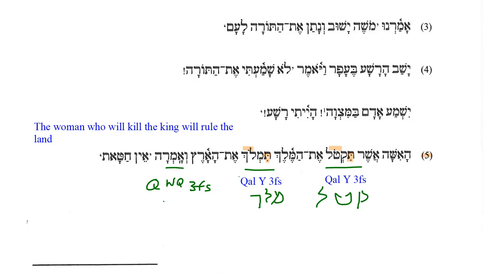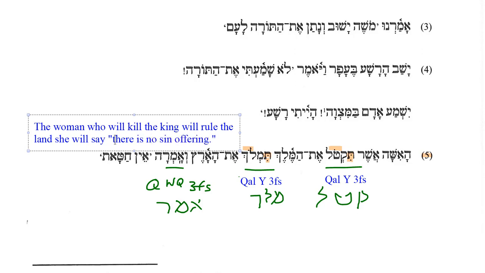Third feminine singular, and the root here is going to be amar, aleph mem resh, amar, and wayyiqtol will pick up the tense that came before it, so that is future tense, and she, that matches the previous subject, the woman, so feminine singular, and she will say, and then the workbook here gives us some handy quotation marks, which you will never see in the Hebrew Bible. So what will she say? Ein chatat. There is no sin, probably there is no sin offering. There is no sin offering. So that's what she's going to say. So she's a pretty desperate character. She's going to kill the king, she's going to rule the land, and then she's going to eliminate the sin offering.